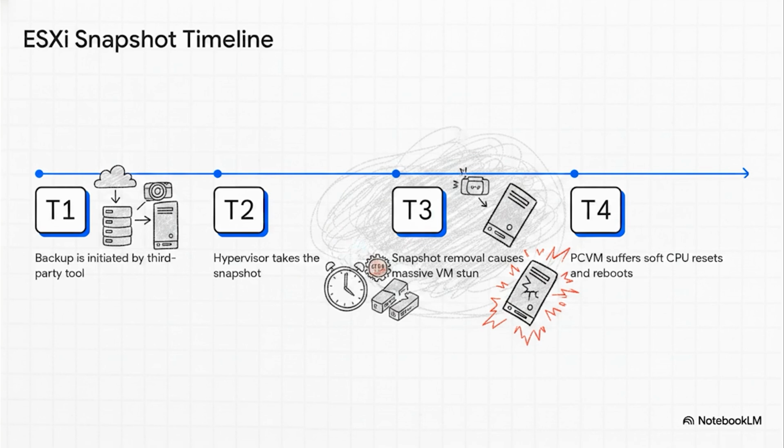The VM is basically paused, frozen in time, totally unresponsive to the network, dropping active processes left and right. By T4, the PCVM just cannot survive that prolonged stun time. It starts throwing soft CPU resets and ultimately goes down hard into an ungraceful reboot.